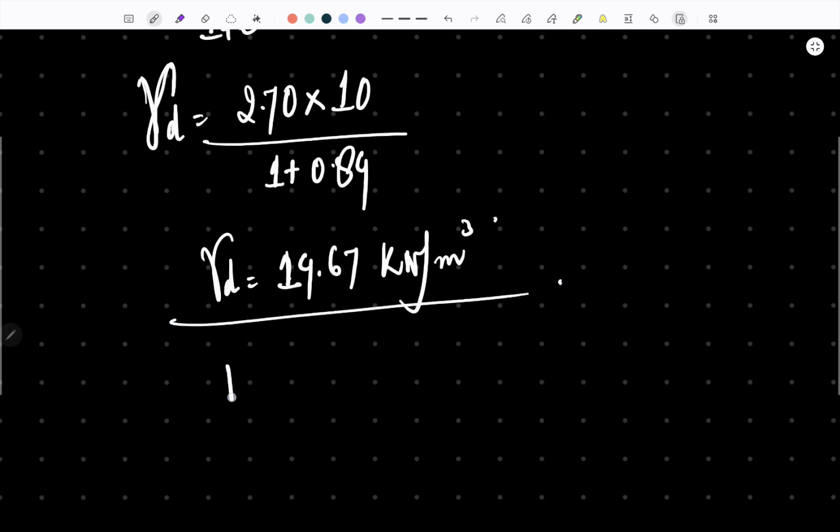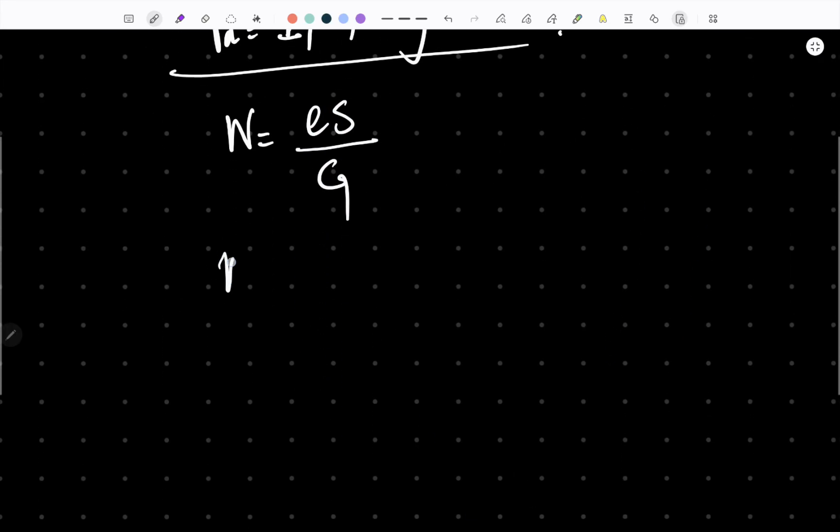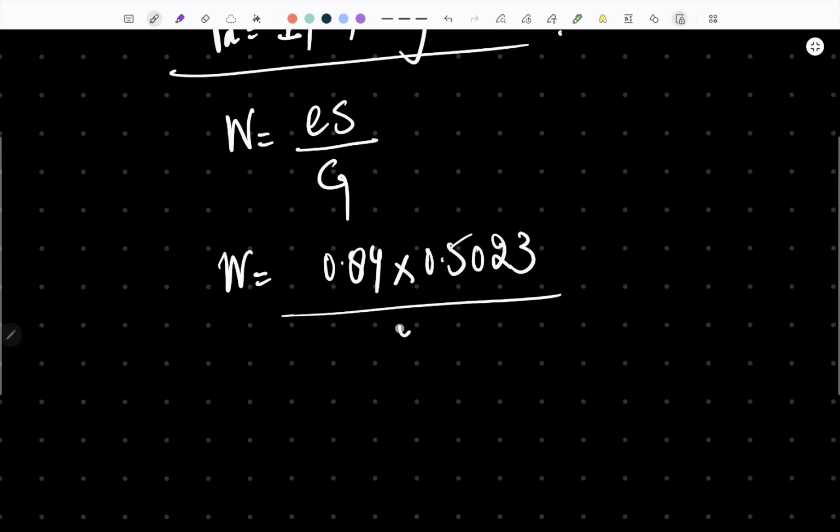Then we can find the water content. ES is equal to wG, the generalized equation. So water content is ES by G. So water content is equal to E, 0.84, times degree of saturation, 50.23%, divided by G, 2.70. So water content will be 15.62%.